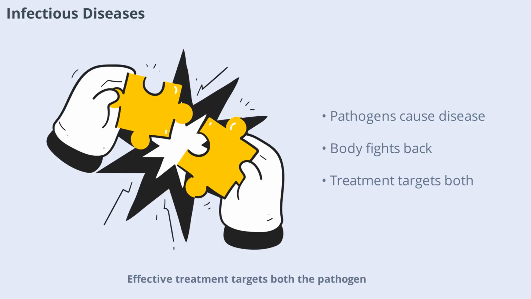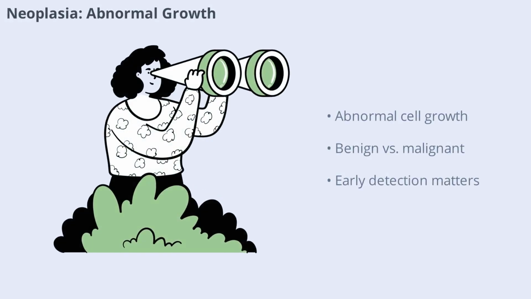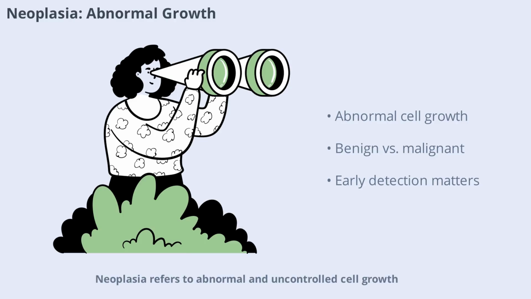Effective treatment targets both the pathogen and the body's response to infection. Neoplasia refers to abnormal and uncontrolled cell growth, which can lead to tumors. Benign tumors are non-cancerous, while malignant tumors are cancerous and can invade other tissues. The pathophysiology of cancer involves genetic mutations, altered cell signaling, and evasion of the immune system. Early detection and targeted therapies are crucial for successful treatment.